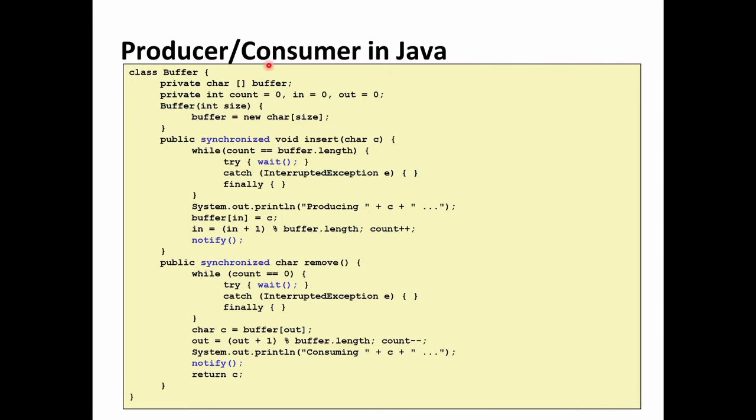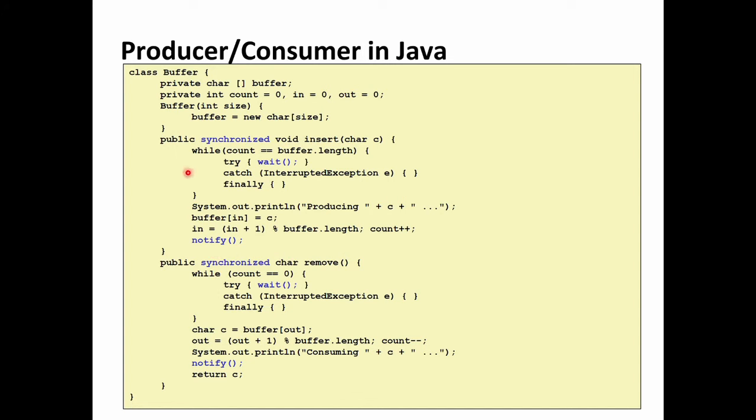Now let's look at the producer consumer example implemented in Java. In this case, we have this buffer class, and here's where the data is located. Here we have a count which keeps track of the number of items in the buffer. Now we declared two methods. One of them is insert, declared as synchronized here, and the other one is remove, declared again as synchronized.